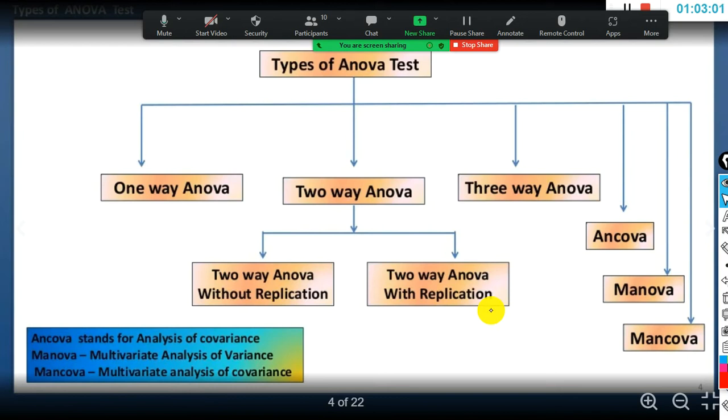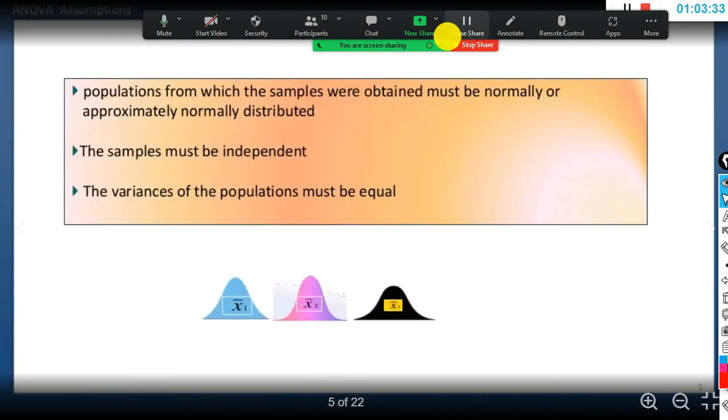there are different types. One-way Anova and two-way Anova. Within two-way Anova, we have two-way Anova without replication and two-way Anova with replication. The next one is three-way Anova, and we have something called Ancova, Manova and Mancova. Ancova stands for analysis of covariance. Manova is multivariate analysis of variance. Mancova is multivariate analysis of covariance. We are not going to look at all these things. It is not required. If you know what one-way Anova and two-way Anova are, that is more than sufficient.